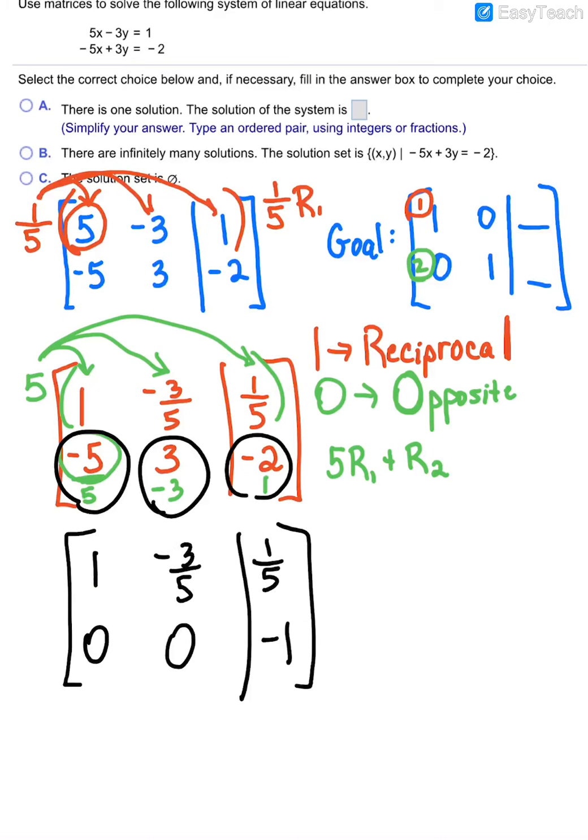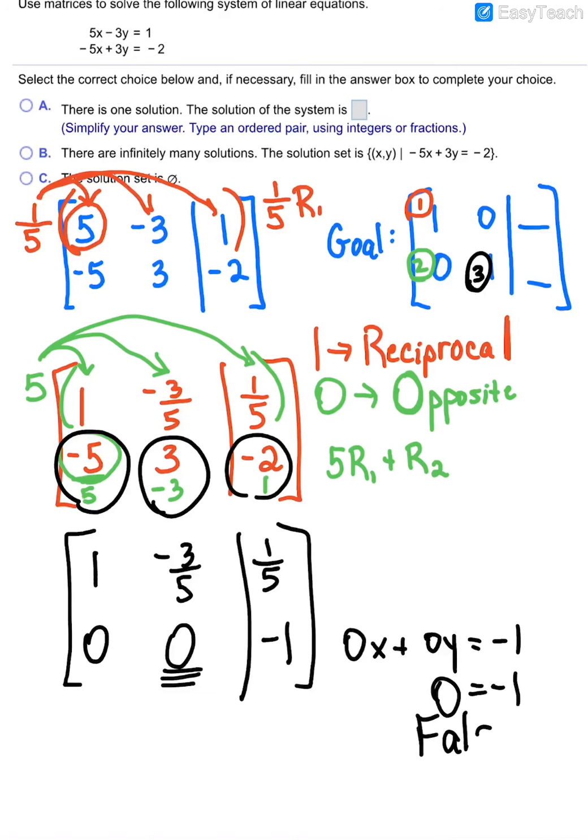Now notice when you get ready to look at step 3, we have a problem. The problem is that we've got a 0 where we're going to try to get a 1. And when we say what's the reciprocal of 0, there's no such thing. So if you translate this bottom row into an equation, it says 0x plus 0y is equal to -1, or simply 0 equals -1. That is not true. That is a false statement.